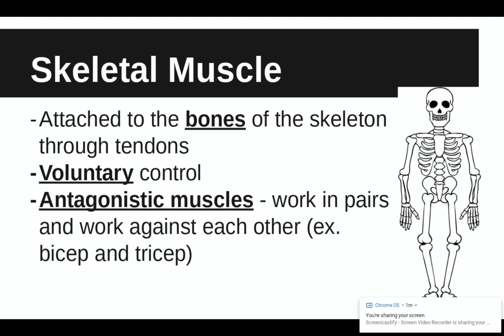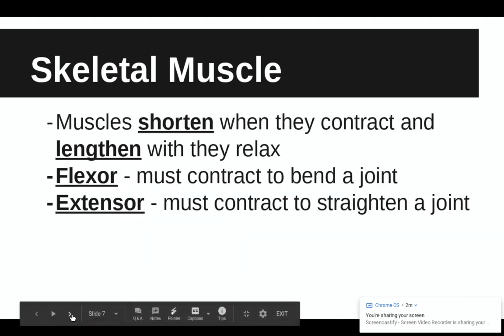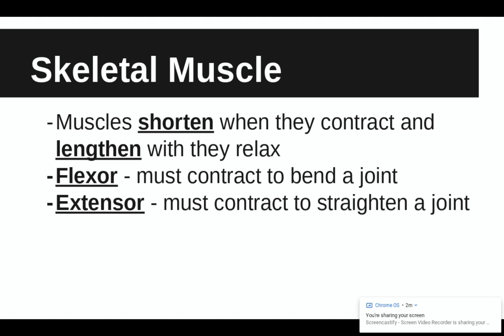So on your arm, you have the bicep on the front of your arm, the tricep on the back of your arm. So one, when you flex it, will bring your hand up. The other, when you flex it, will kind of bring your hand down, and they're moving at the elbow. And so, yes, with skeletal muscles, the muscles shorten when they contract and lengthen when they relax.